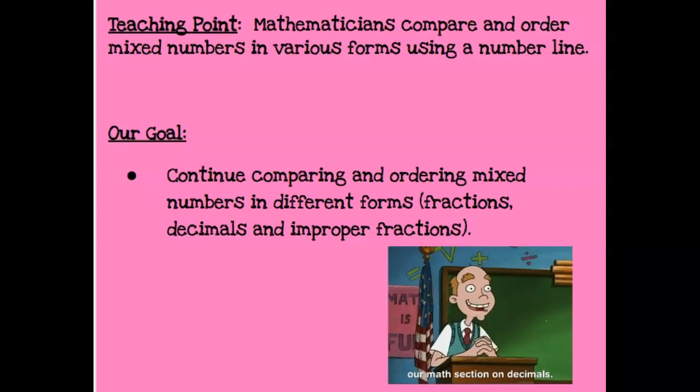Today we're going to be doing lesson number 11. During our last lesson, we began comparing decimals. Today we're going to continue with this work, but we're going to take it a step further and compare decimals with different forms, such as fractions and improper fractions. The teaching point today is: mathematicians compare and order mixed numbers in various forms using a number line.